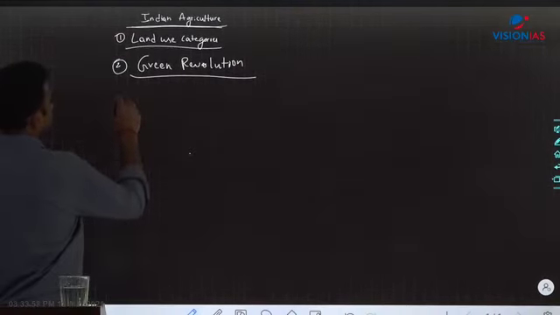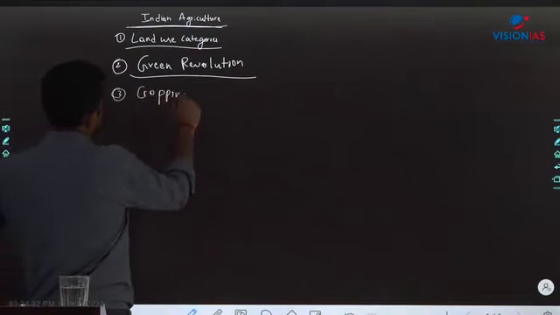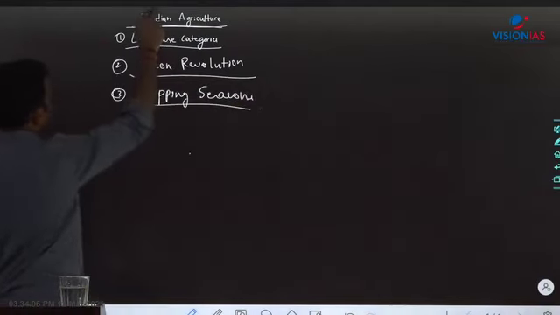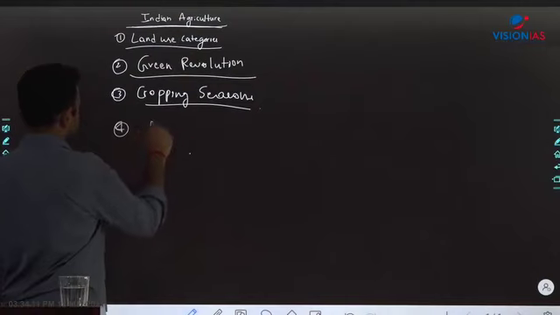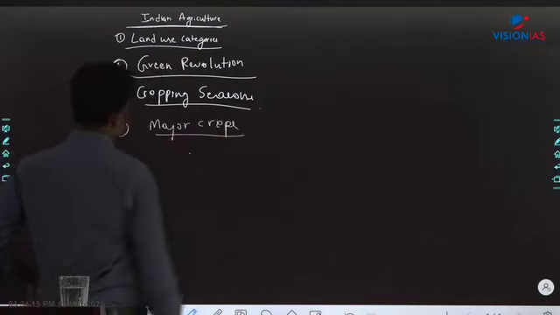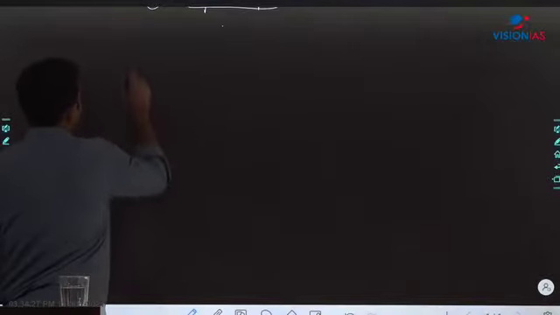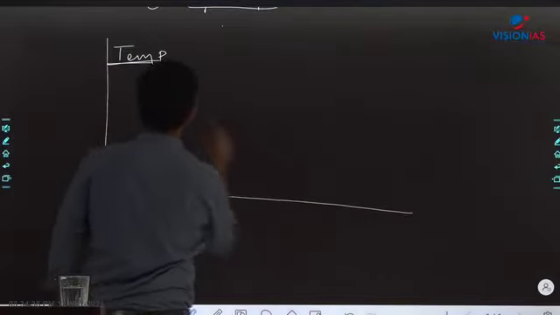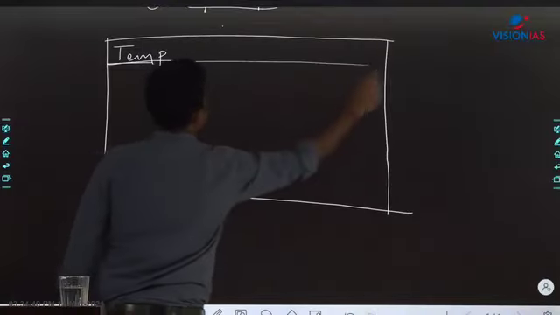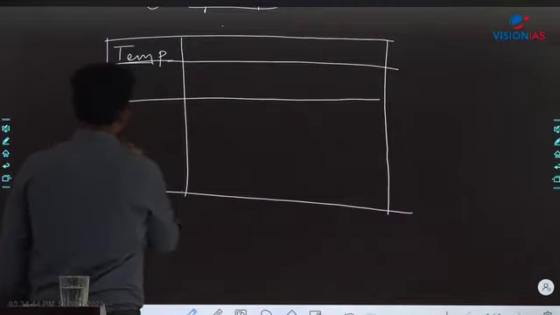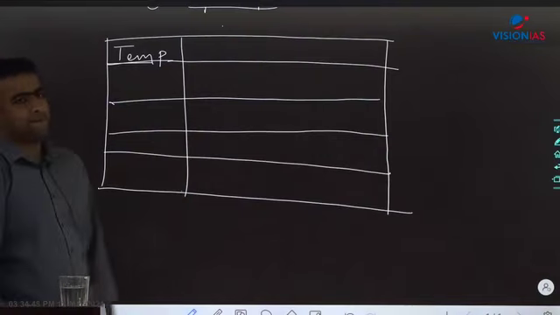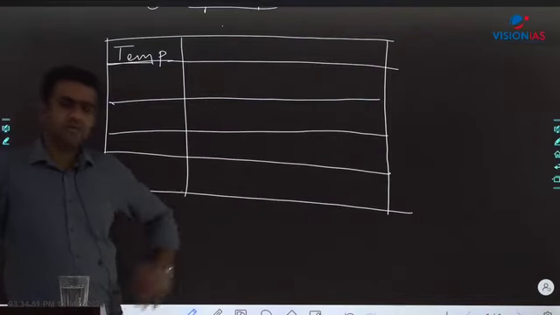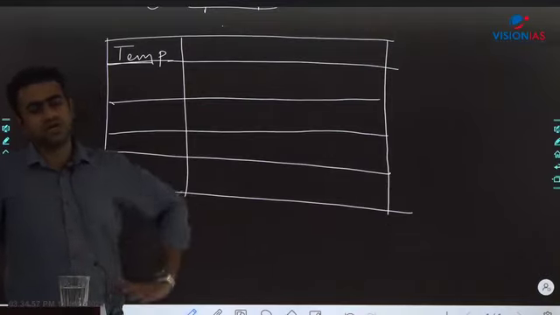So what all did we discuss after the green revolution? The third one, cropping seasons. Before this we also discussed world agriculture typology. Now the fourth, major crops of India. So to make your job a bit simpler, let's make a small table. Okay, what I am going to do, I am going to list the different crops as per temperature, precipitation and then rainfall. Sorry, temperature, precipitation and soil condition.